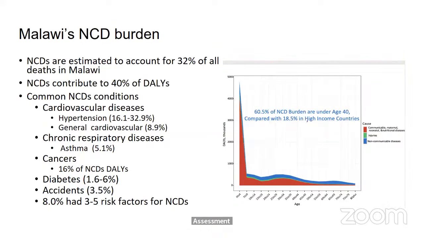This is just a snapshot pertaining to the burden of NCDs in Malawi. Currently, they account for 32% of that in Malawi. But from the WHO report that we just had in 2023, it shows down there on the cardiovascular conditions, hypertension.